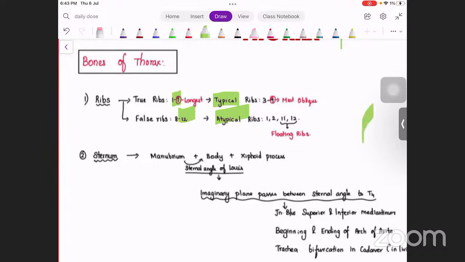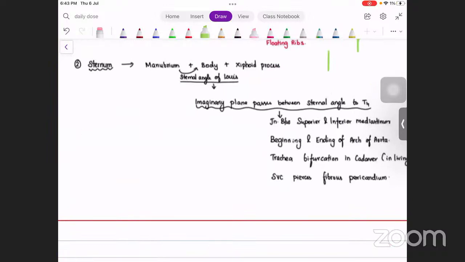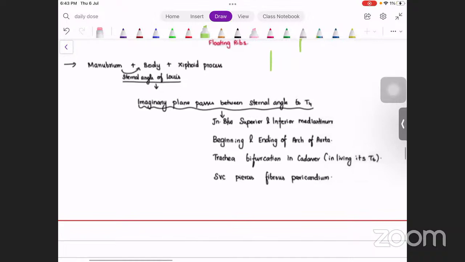Okay, and then you have the sternum. The sternum is composed of manubrium plus body plus xiphoid process. The manubrium and the body are connected by the sternal angle of Louis. So what is the sternal angle of Louis? An imaginary plane passes between the sternal angle and T4, which is the junction between your superior and inferior mediastinum.